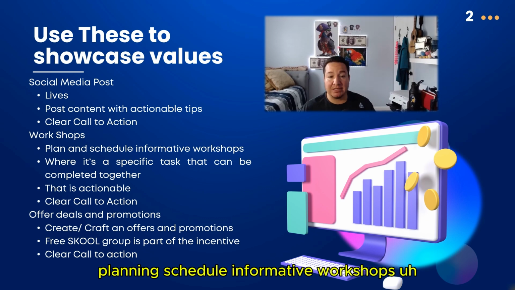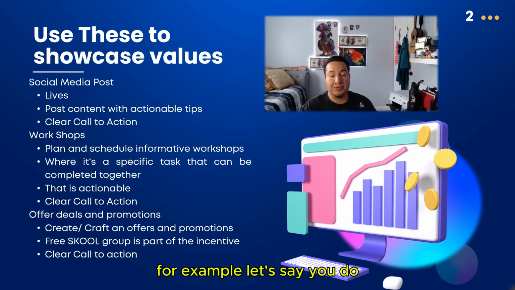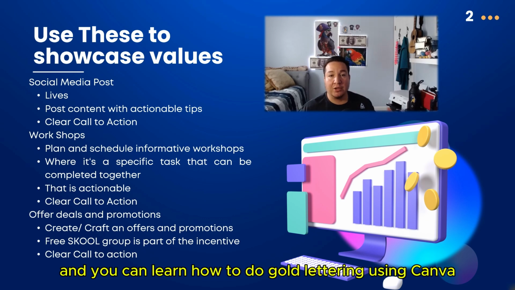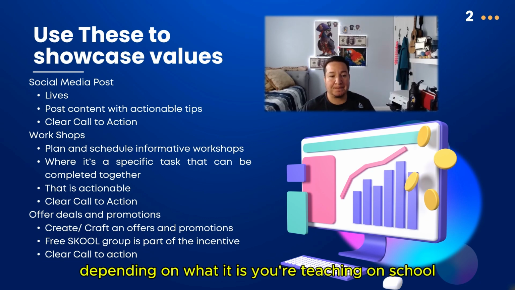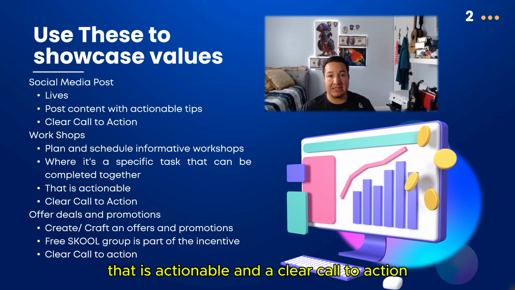Workshops: plan and schedule informative workshops. You can do a specific task to be completed together. For example, let's say you teach people how to create wedding invitations on Canva, right? And so you could just do one workshop where it's $99 and you can learn how to do gold lettering using Canva, and we're allowing only 20 people, so I can walk you through. We can share screens, so you can do one very specific task depending on what it is you're teaching on Skool. That is actionable and a clear call to action.